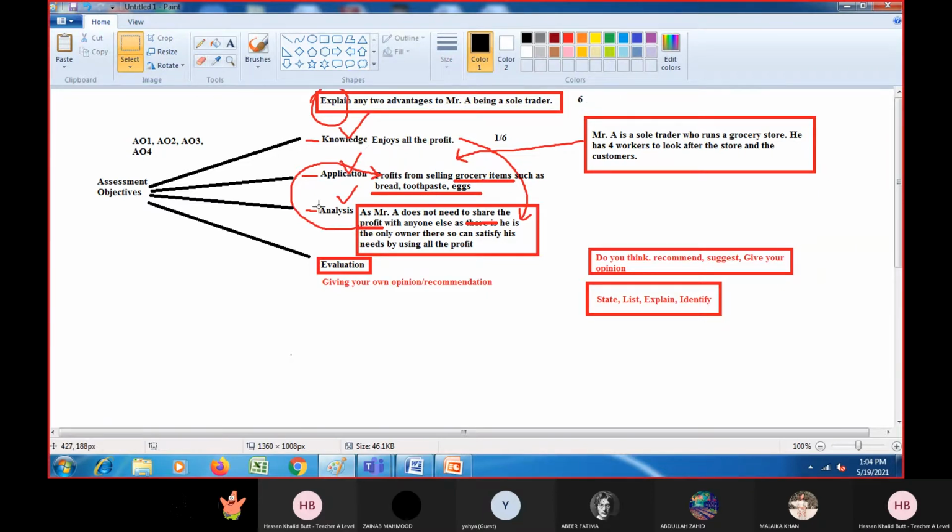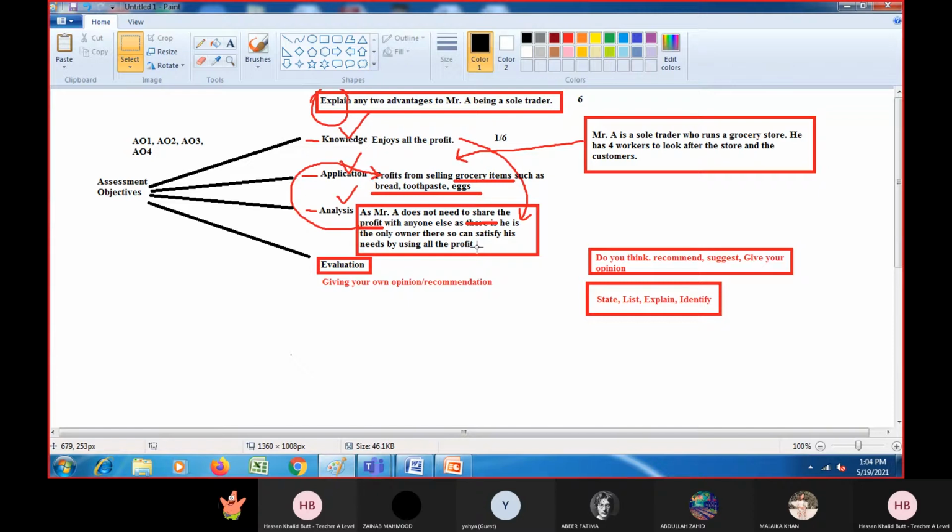Now there will be a space there, and you have to show both your analysis and application there. If you see analysis, you need to develop this point: why Mr. A will enjoy all the profit. This is what we call the development of your point. You have to give the logical reasoning behind it after mentioning the point. So you will write that Mr. A does not need to share the profit with anyone else as he is the only owner, right? This is the justification.